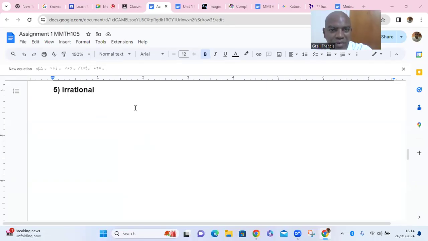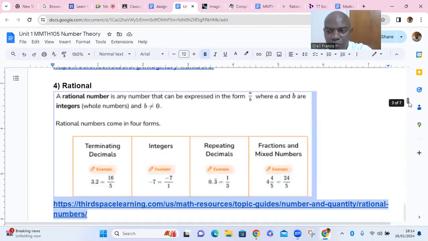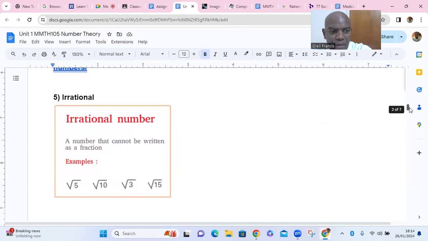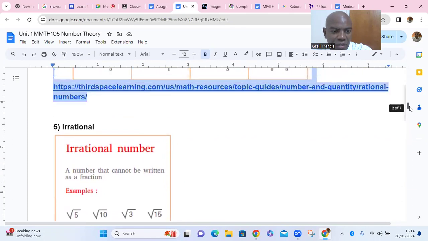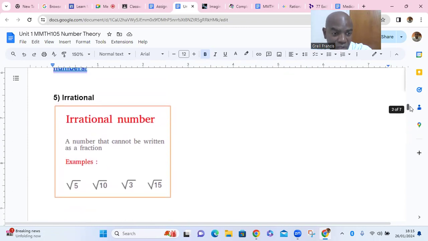Irrational numbers. What are irrational numbers? Let's see what the unit also says with regard to irrational numbers. We talked about rational, now we're talking about irrational numbers. It says it's a number that cannot be written as a fraction. Whereas rational numbers can be written as a fraction, irrational numbers cannot be written as a fraction.